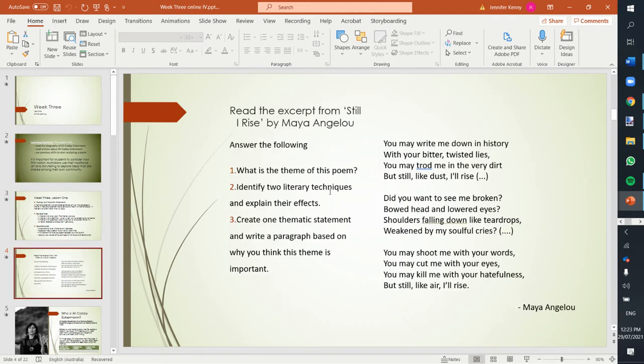Identify two literary techniques, explain their effect, create one thematic statement, and write a paragraph based on why you think this theme is important. Okay, so if you've written up here what the theme is, you should be able to create a thematic statement from that and then write a paragraph based on it. A paragraph is only 4 to 5 sentences.